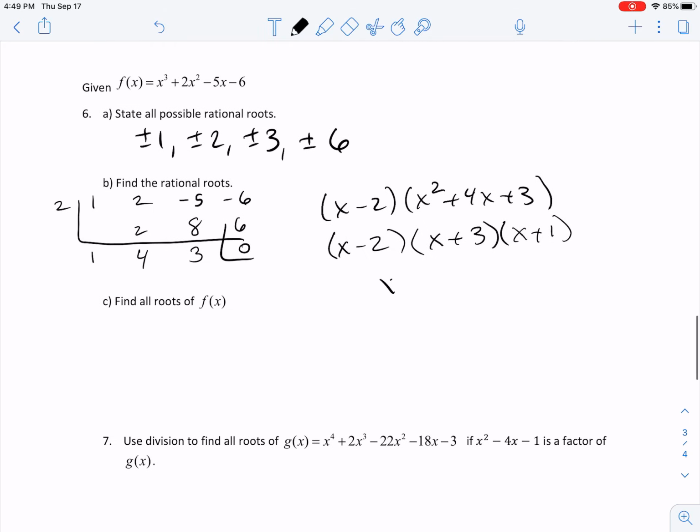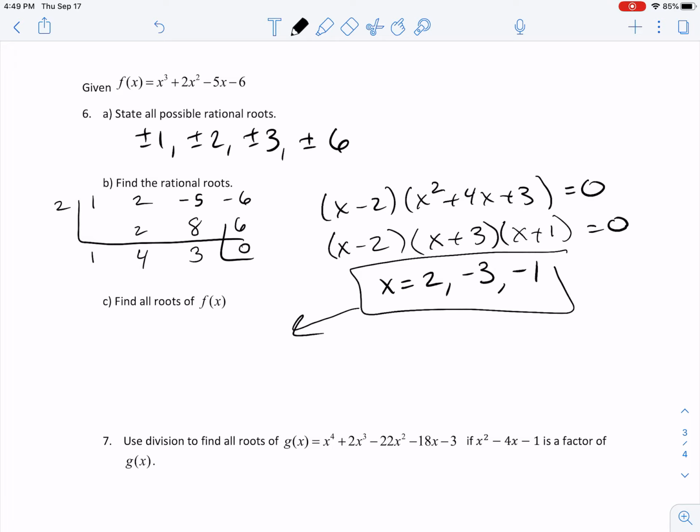Notice all of these roots, if this were set equal to 0, I can set each one of these equal to 0. I get x is equal to 2, or negative 3, or negative 1. So all of my roots happen to be rational. Oh, that's this part right here. And there they are. Yay.